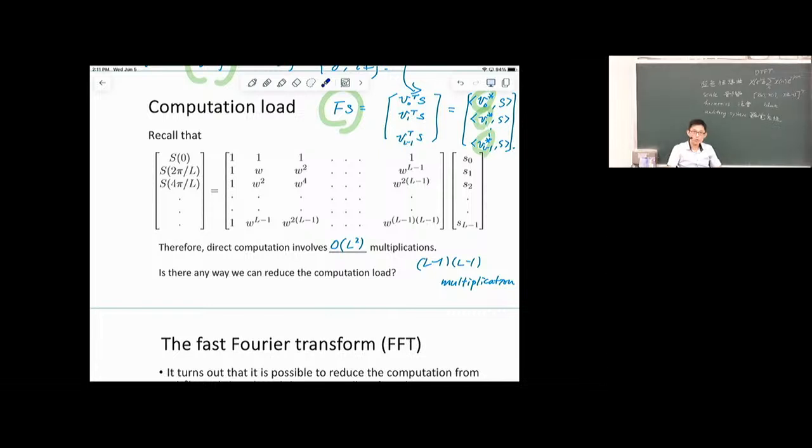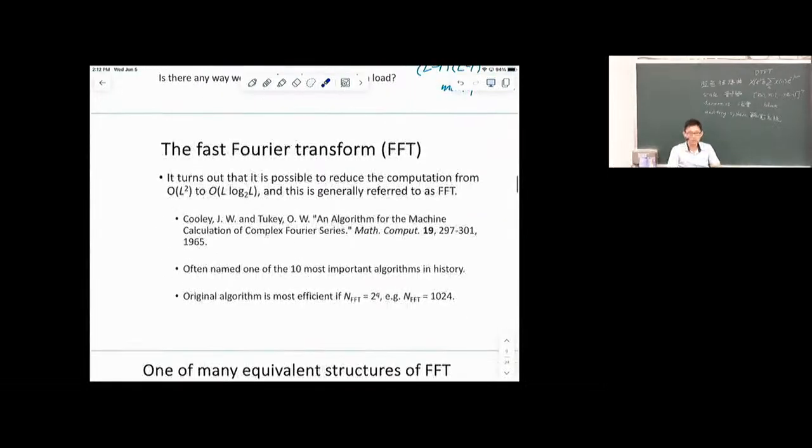So historically, it became a kind of barrier for DFT to become useful. L squared is a lot of multiplication. So people asked whether or not there is a way. Is there any way we can reduce the computation load? And the answer finally is FFT. So we'll come back to this after the break.